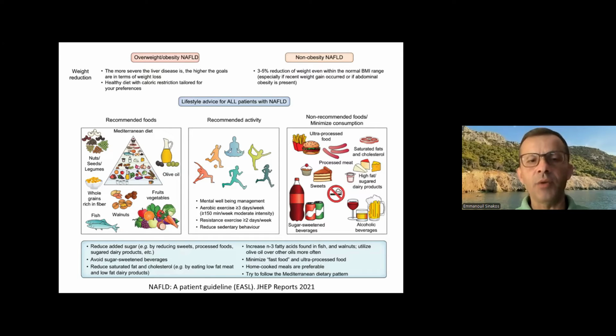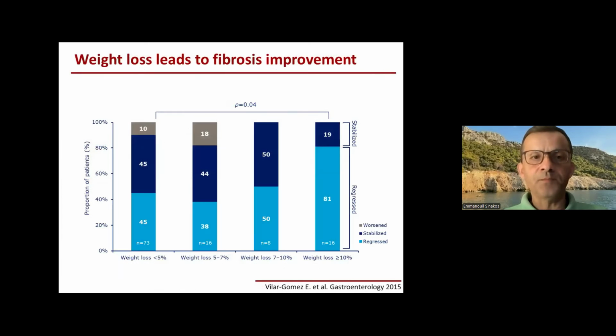As I already told you, this is a patient guideline, but you can clearly see that the advice to the patients is common, I suppose, for all atherosclerotic patients. Food, we have to stick to the Mediterranean diet. Activity, you can see what is recommended and what you have to avoid. This is the mainstay for the treatment, or for the management better, of MASLD.